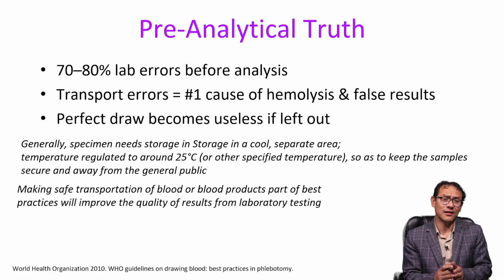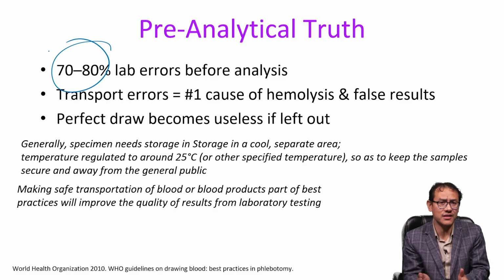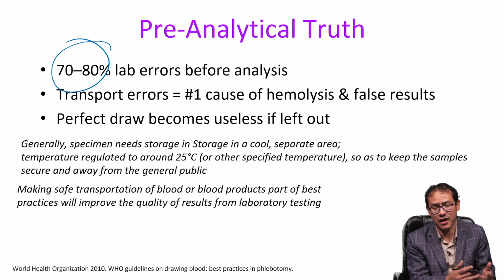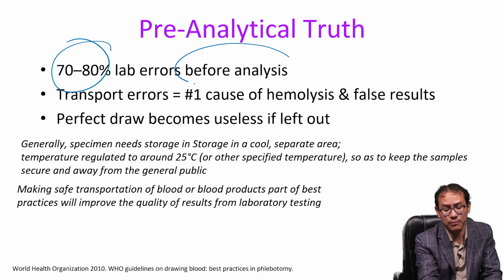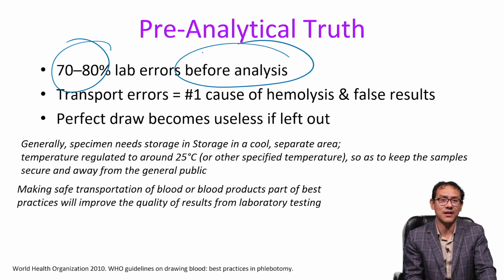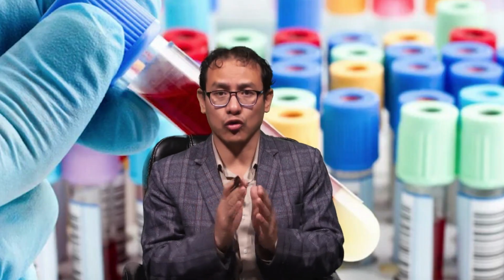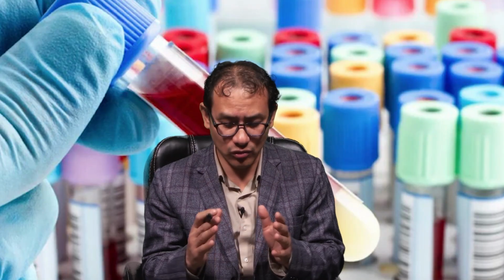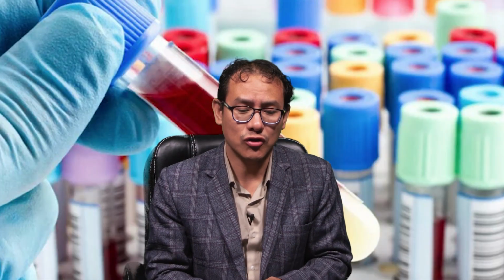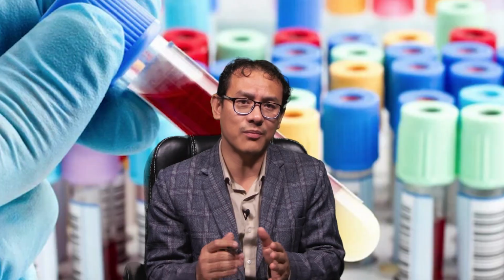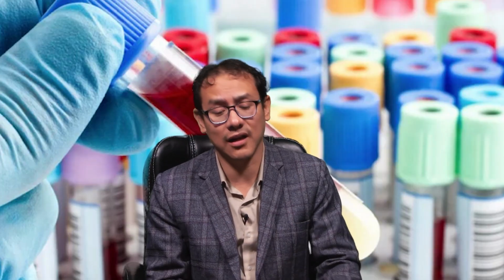The pre-analytical error you have to understand is up to 70 to 80%. It may vary from 60 to 70 or even 80%. Lab error occurs before the actual analysis, that is, in the pre-analytical stage itself. That means your role is absolutely important: how to do it correctly, what the correct procedures are that you have to follow, so that such a high percentage of error can be reduced in the pre-analytical stage itself.